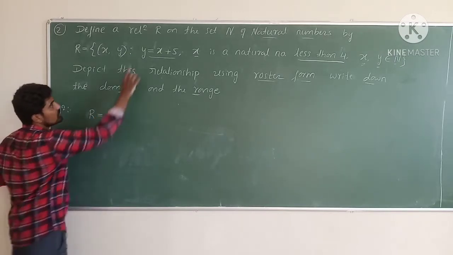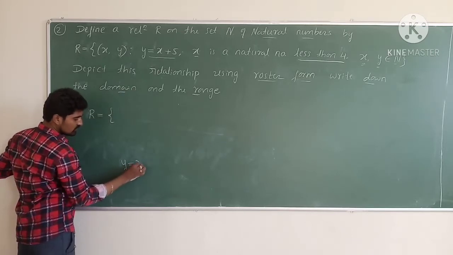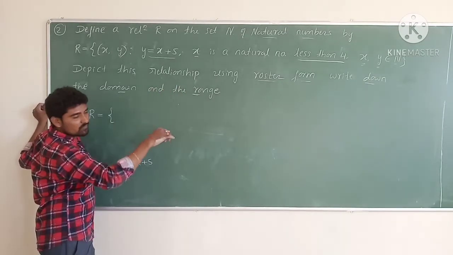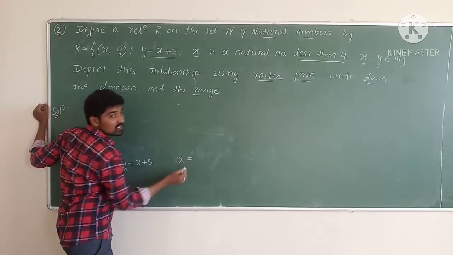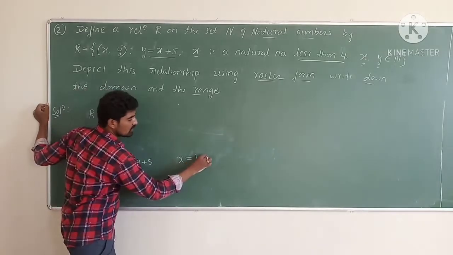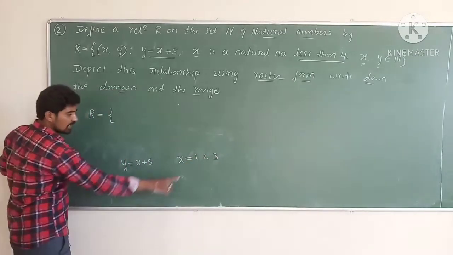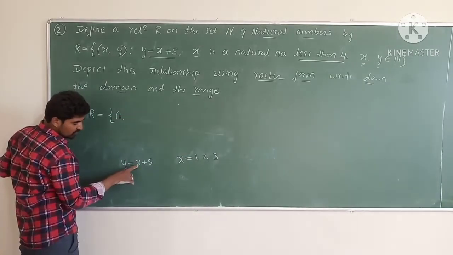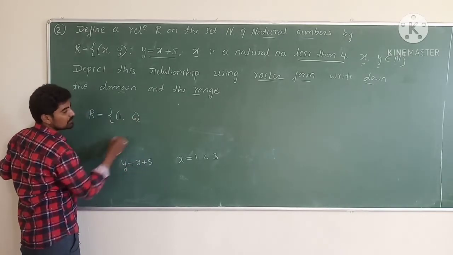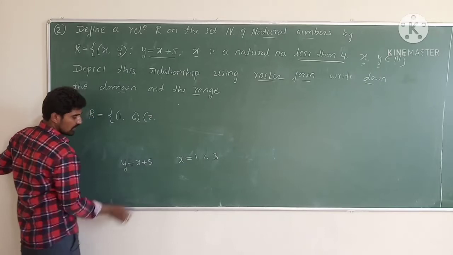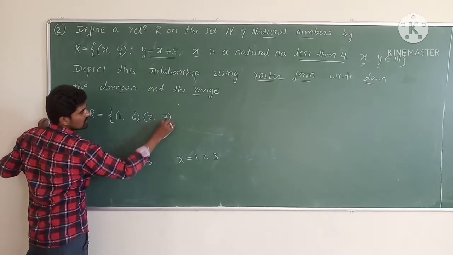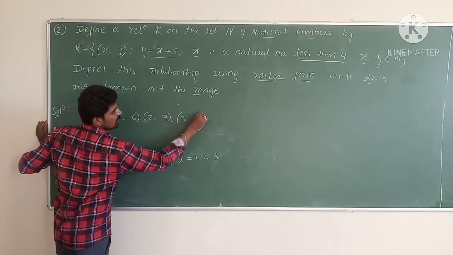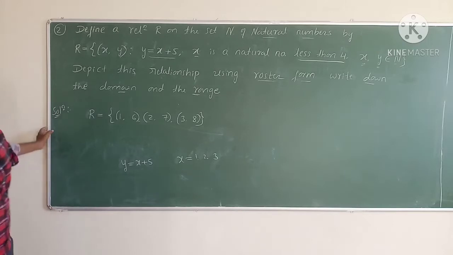So for that, the relation between x and y is y equals x plus 5, and also x is a natural number which is less than 4. x is a natural number less than 4, so which values come? 1, 2 and 3. When x is equal to 1, the value of y is 1 plus 5 is equal to 6, and when x is equal to 2, the value of y is 2 plus 5 is equal to 7. When x is equal to 3, 3 plus 5 is equal to 8. And this is the relation R in roster form.